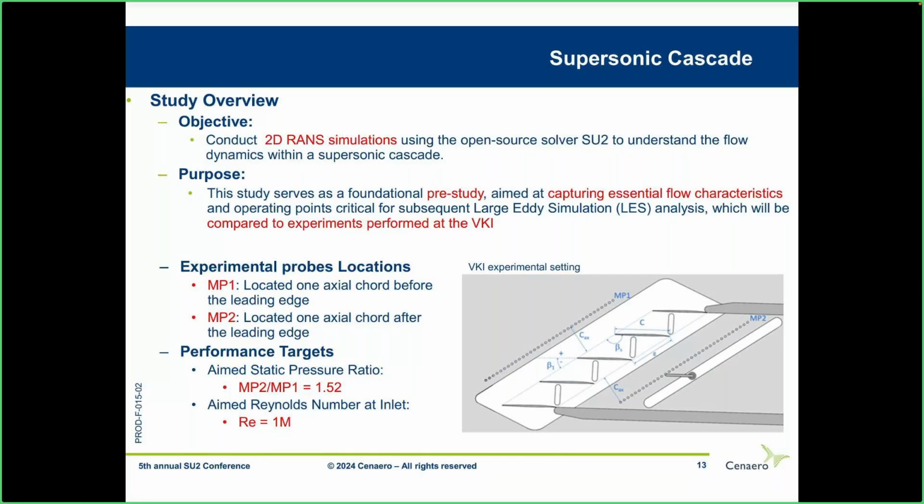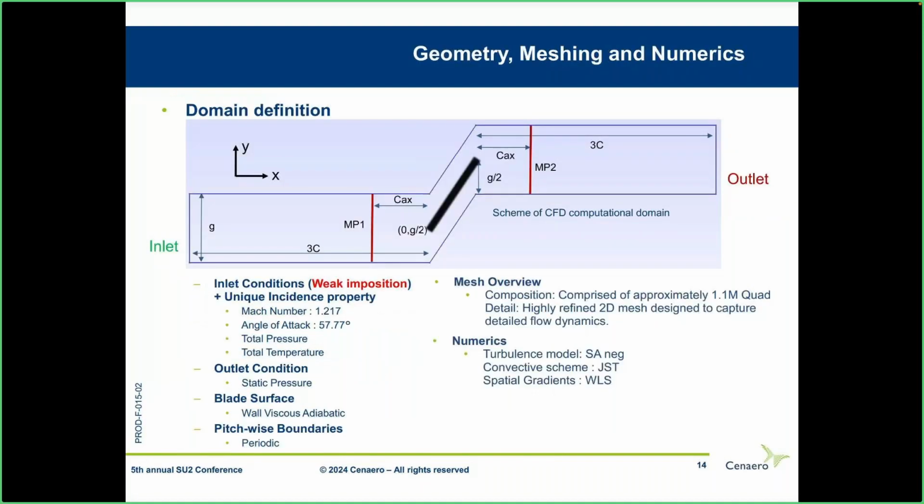So the objective with SU2 is to be able to find this pressure ratio of 1.52 for an operating Reynolds number, based on inlet condition and the actual chord, of 1 million. So it's quite a high Reynolds number. The definition of the domain is fairly usual.